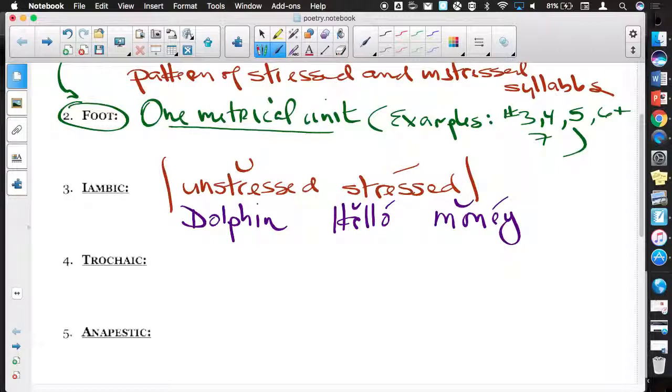For your quiz, for tomorrow, for Friday, you're not going to be matching words. It's not going to be iambic and then dolphin, and you have to match those up. But your definition would simply go, it's unstressed, stressed. So you would have to know that iambic means unstressed, stressed.